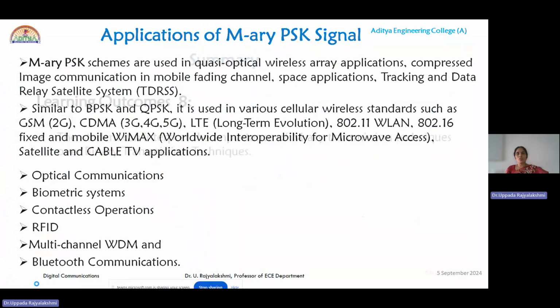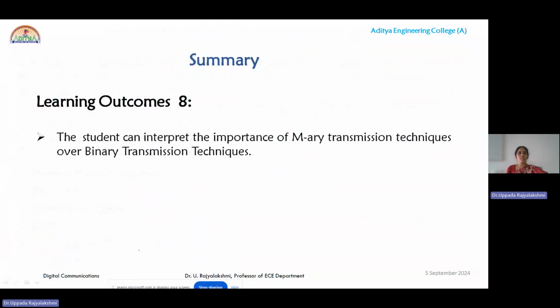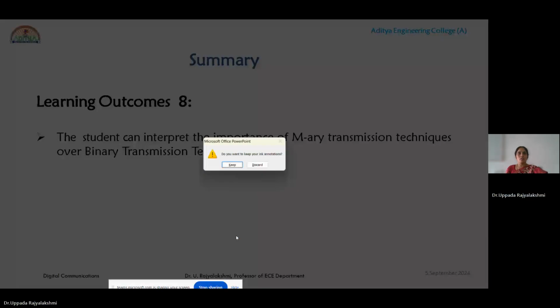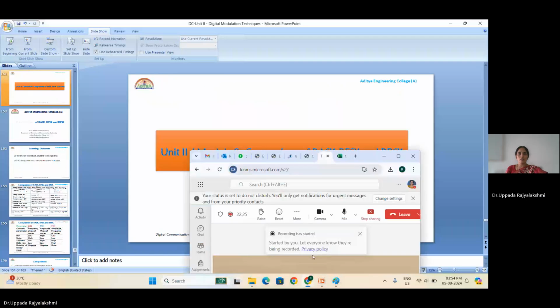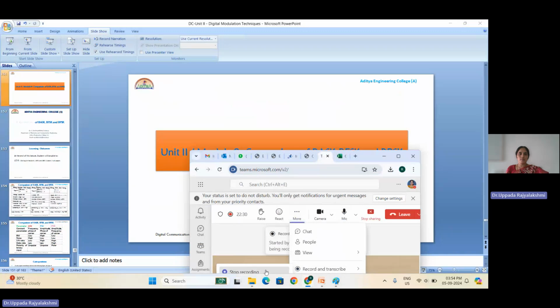So in this module, we have discussed the M-ary transmission techniques. In the next module, we will discuss the comparison of all the shift keying techniques.